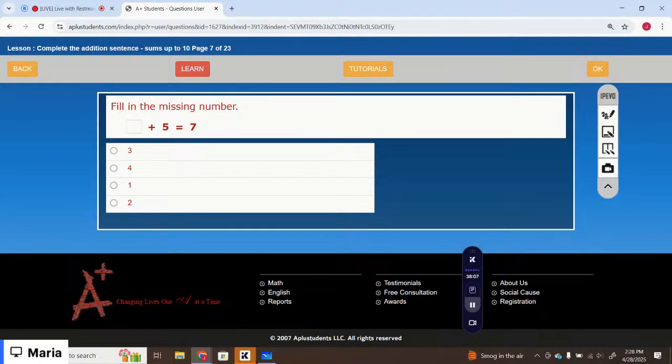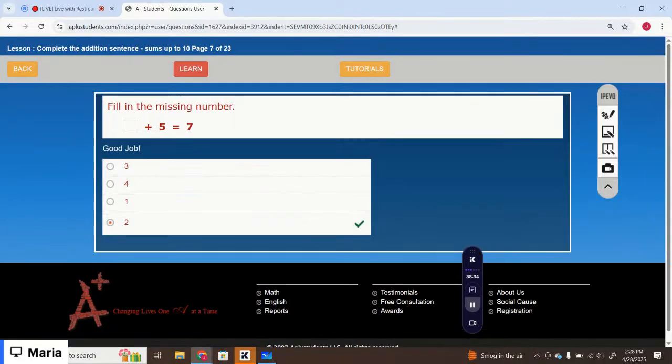Fill in the missing number. 5 plus missing number equals 7. 5 plus 2 equals 7. The last option is the correct option. Very good. That is 2.